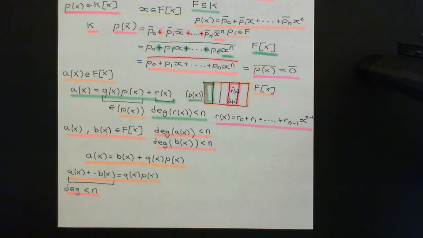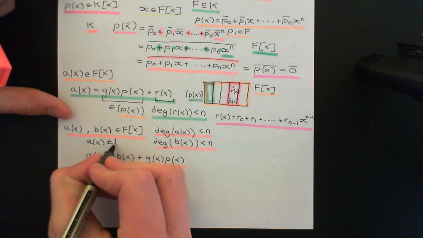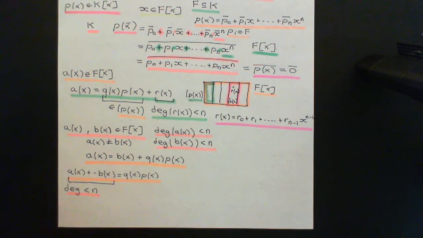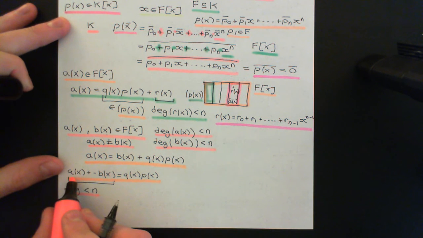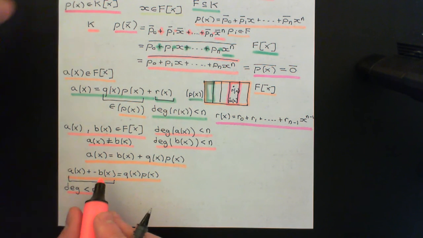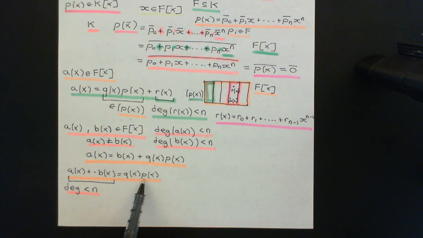Also note that I'm assuming a of x and b of x are not equal to one another. I should have just put that here. We're assuming they are not the same polynomial. So that means that when we add this polynomial a of x to the additive inverse of b of x, we do not get the zero polynomial. We get some non-zero polynomial here. And I am now saying that I have a non-zero polynomial of degree strictly less than n that is a multiple of my polynomial p of x, which has degree n.